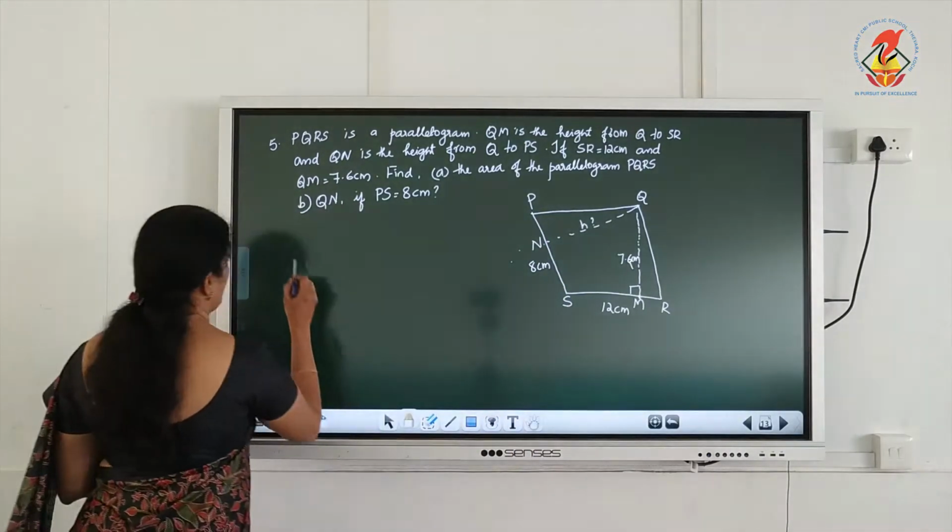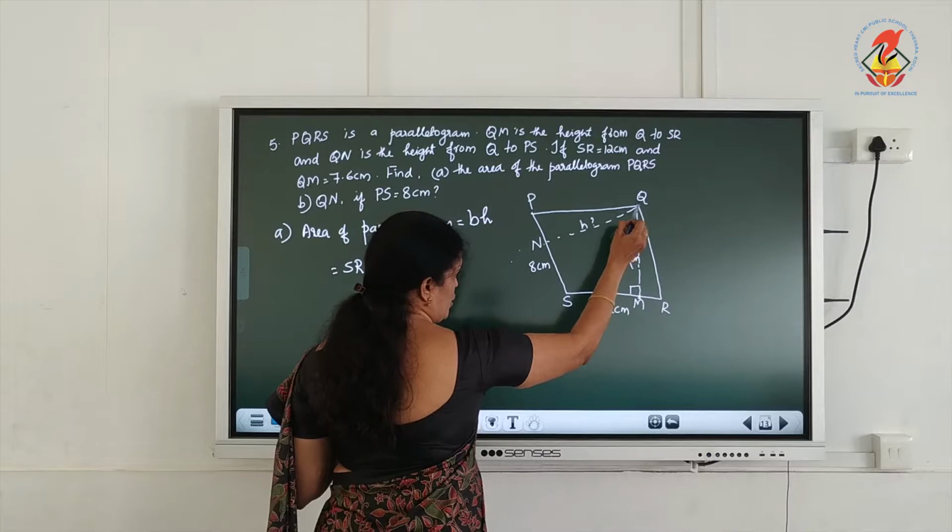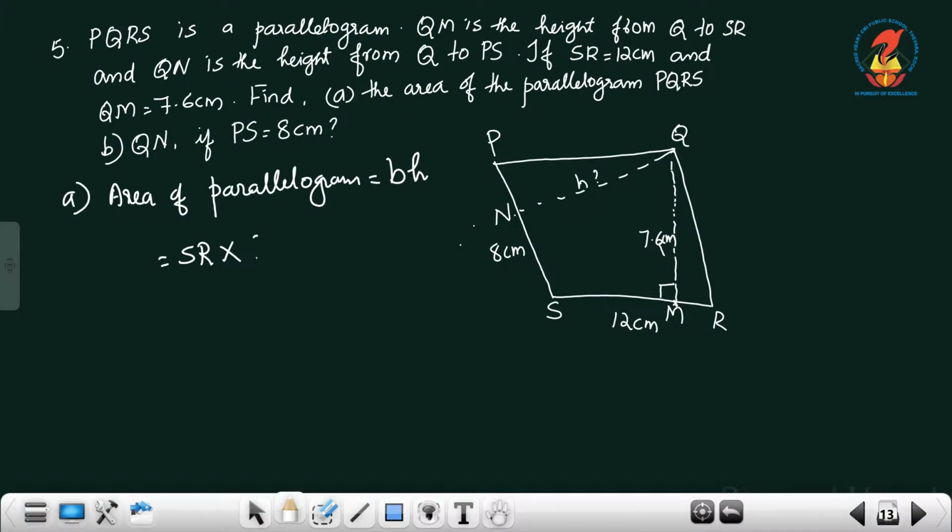Okay. Here first we have to write the area of parallelogram equal to base into height. What is the area of parallelogram PQRS? Here what is the base? Base equal to SR, into height equal to what? QM, perpendicular on side SR from the opposite vertex Q. Okay, that means SR into QM equal to what?